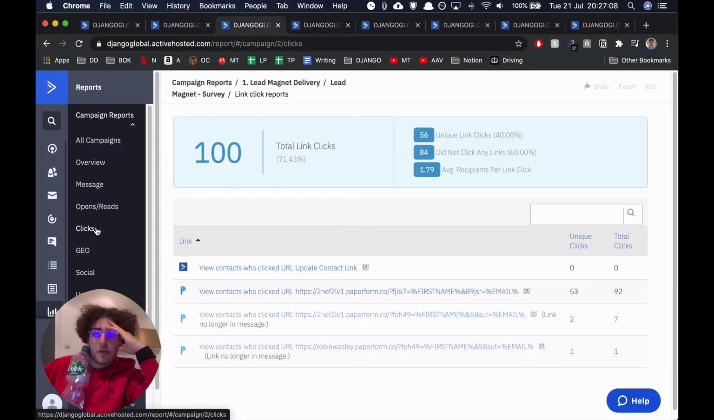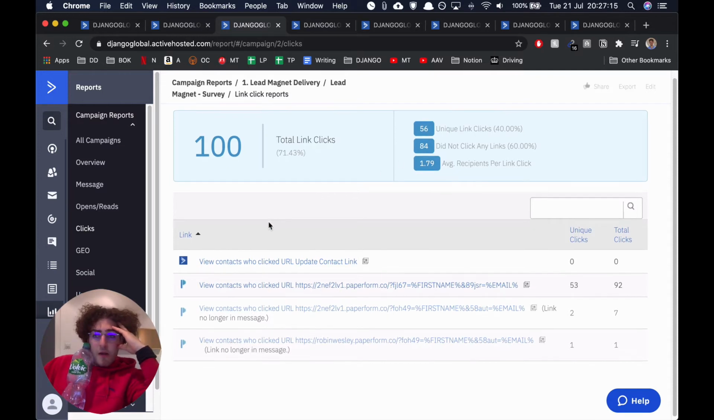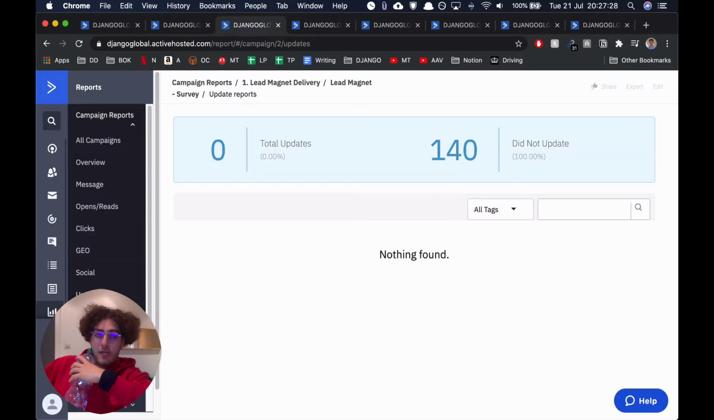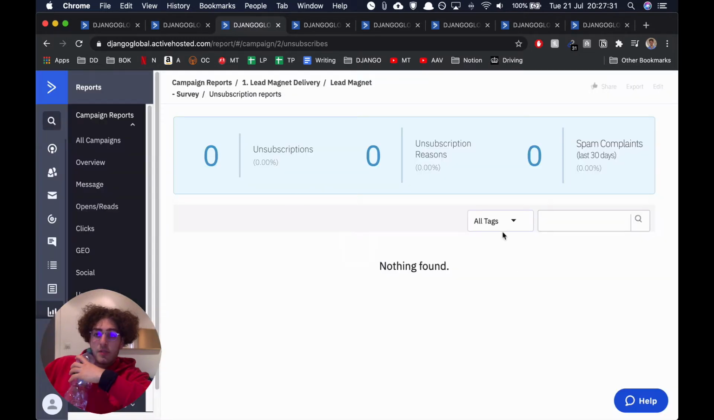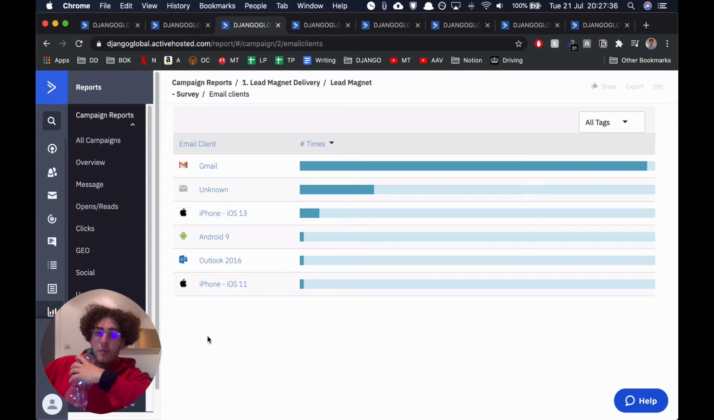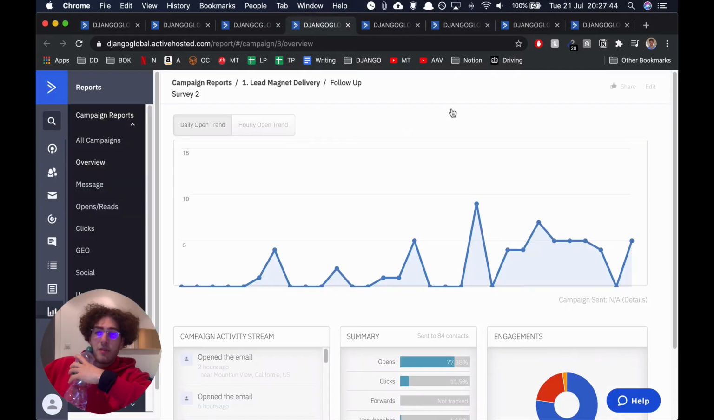The clicks, we can see the unique clicks. If you remember, we had a 40% click through rate. Then we can even see who clicked in to update their contact, which was no one here. We can see the unsubscribes, which was no one here. We can see the email clients they use, which is overwhelmingly Gmail, and then some iOS, which is also useful to know. And we have the same thing for every other email.